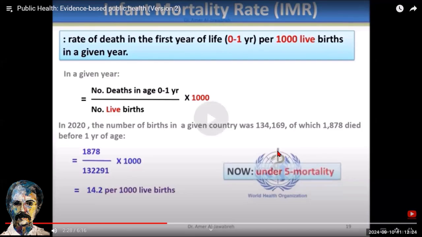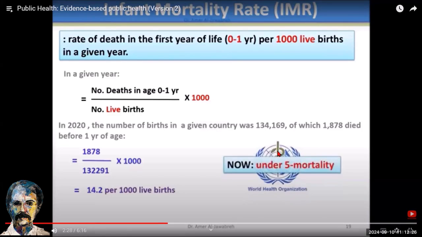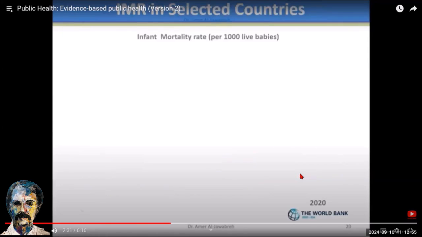That's the idea. WHO nowadays uses not 1 year, they use 5 years. Actually, in our country and many countries, they use both, 1 year and 5 years, because I have seen the reports. So you have to have the things from 0 to 5. That WHO, this is something new. So because it's new, not many countries have adapted to it.